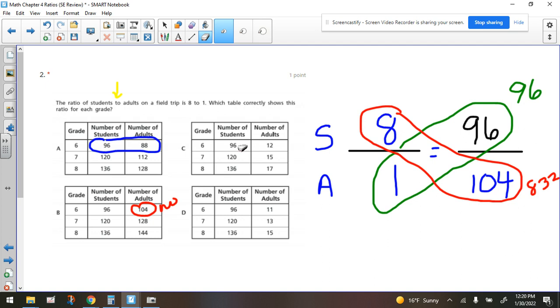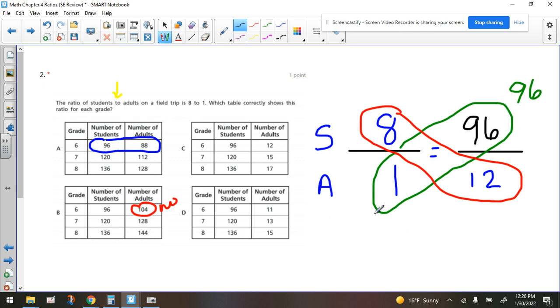Choice C, for the number of students, they still give 96, but for the number of adults, that number is changed in table C to the number 12. So we'll put a 12 here. Now, here's what you need to ask yourself. We know that 1 times 96 is 96. Is 8 times 12 also 96? If it is, then you need to check to make sure that the grade 7 numbers work.